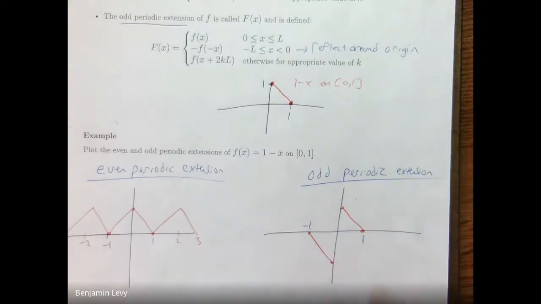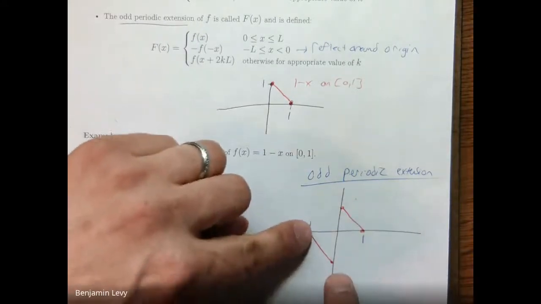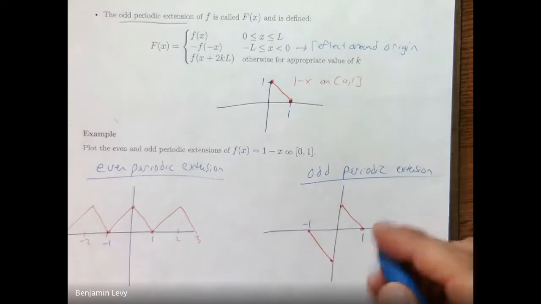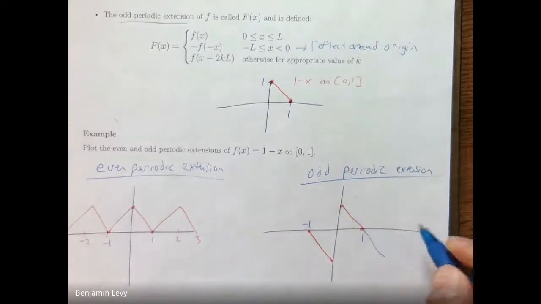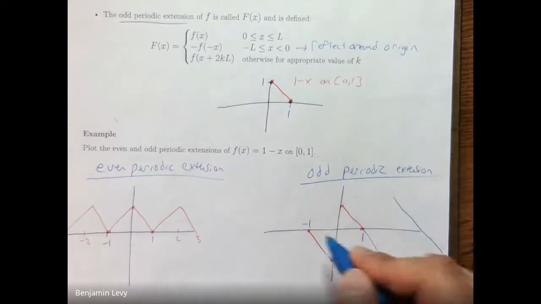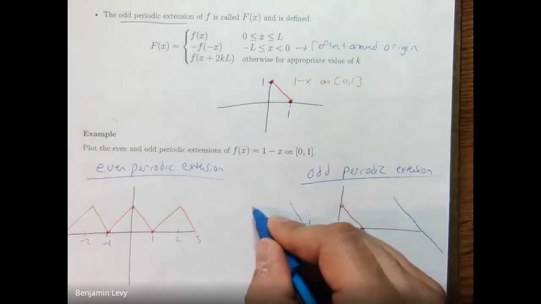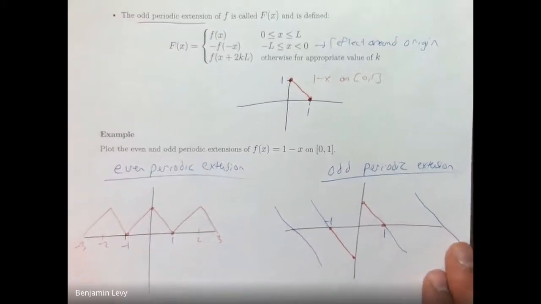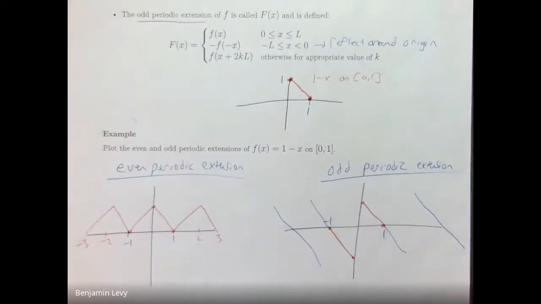And then the interesting thing is if you copied this line, this thing, and then you slid it over, this thing right here would line up with that. And so when you do the periodic extension, it's going to end up being like this. Which is kind of an interesting thing of that one. Questions about either one of those?